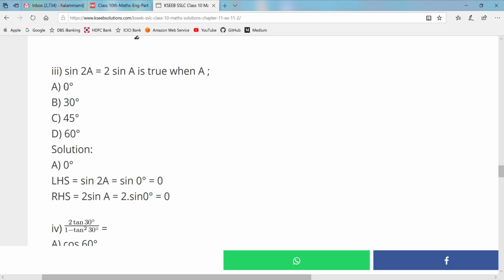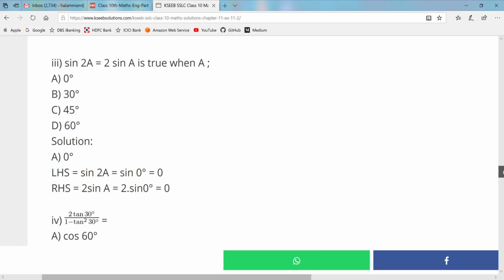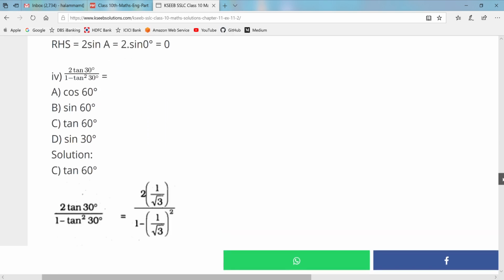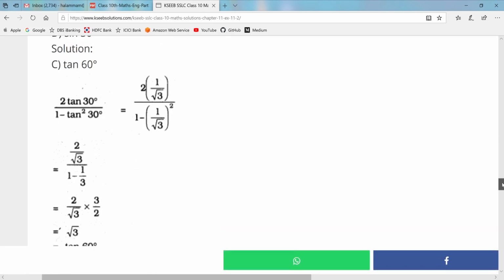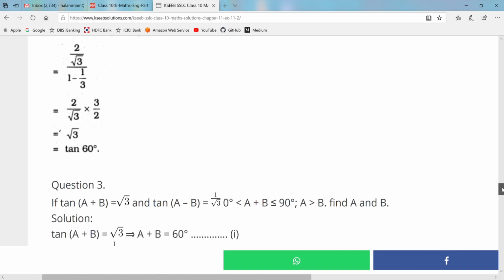So next step, no need to check the other values, because only for the first option you got the answer properly. So no need to check the other options. So the answer is option A. Okay, you got it, I think. Go for the next question, which is also the same. Just apply the values and find out which option it is.